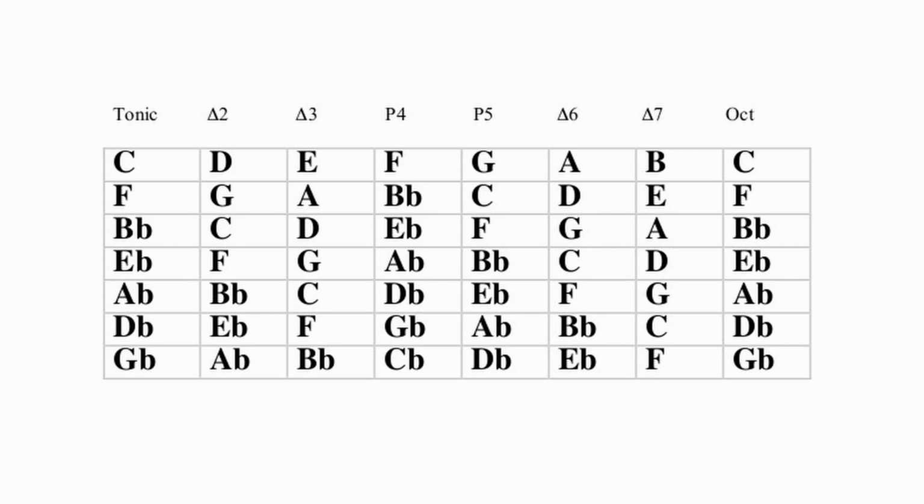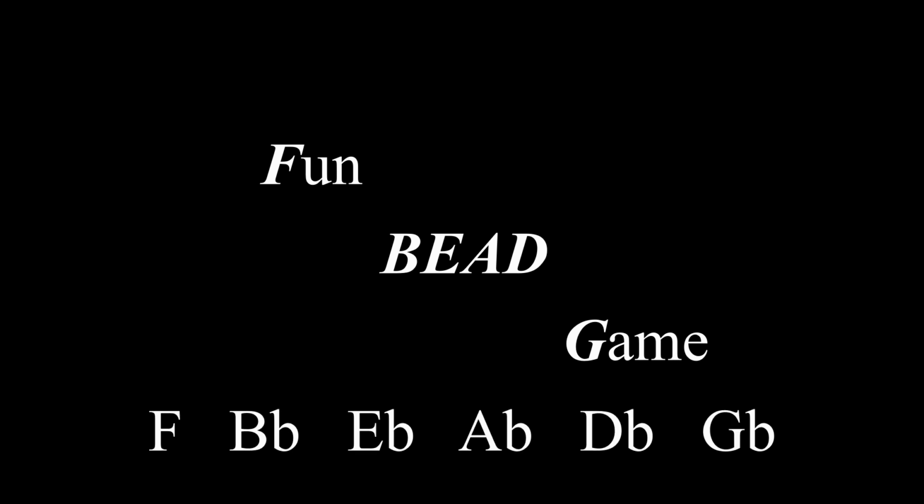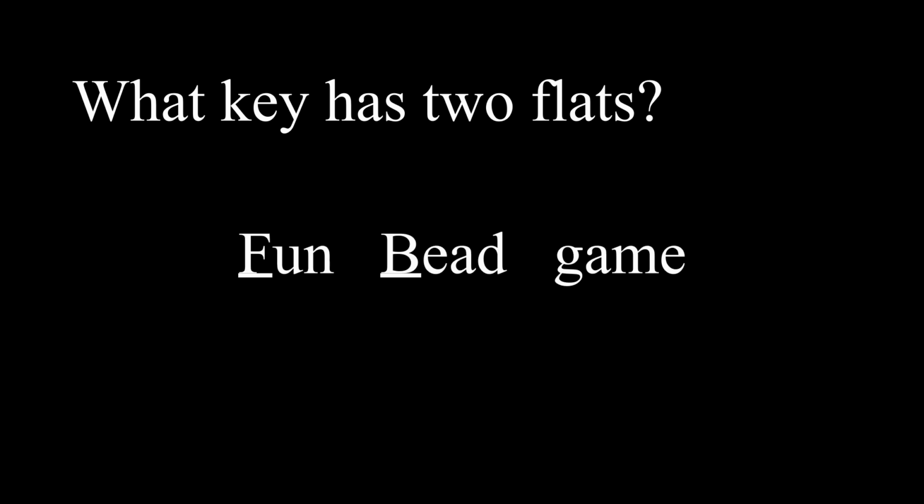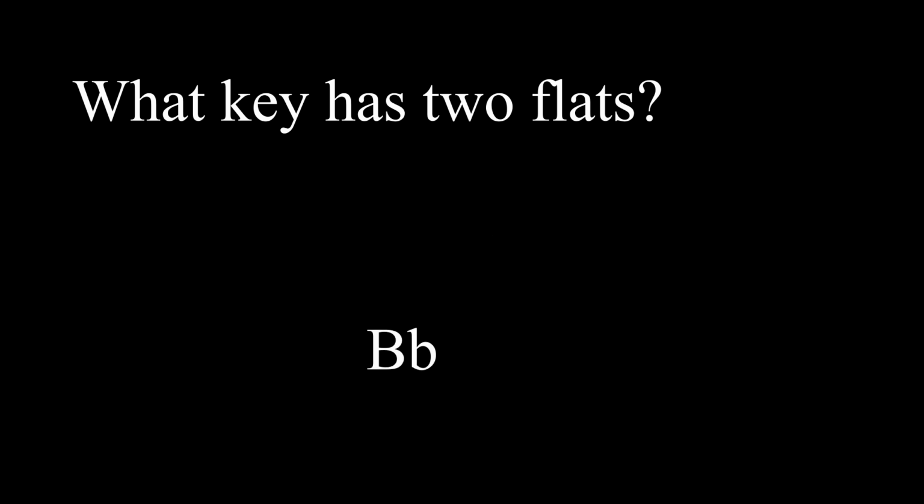F, B flat, E flat, A flat, D flat, and G flat. To aid with memorizing the keys with flats, we use a mnemonic phrase as follows: Fun, Bead, Game. The first letter from the word fun, followed by each letter of the word bead, and lastly, the first letter of the word game. All the letters are flats with the exception of F being natural, as seen here. If asked what key has two flats, we use the phrase Fun, Bead, Game: Fun, F; Bead, B flat. The answer would be B flat.